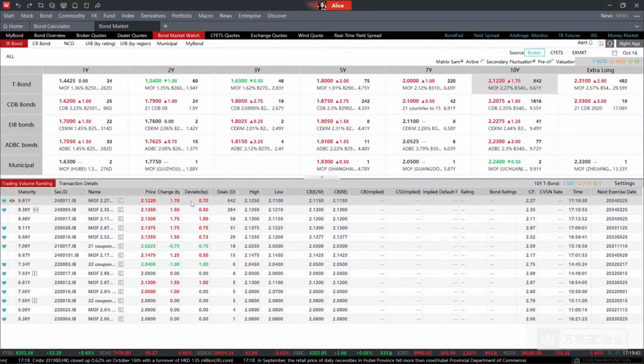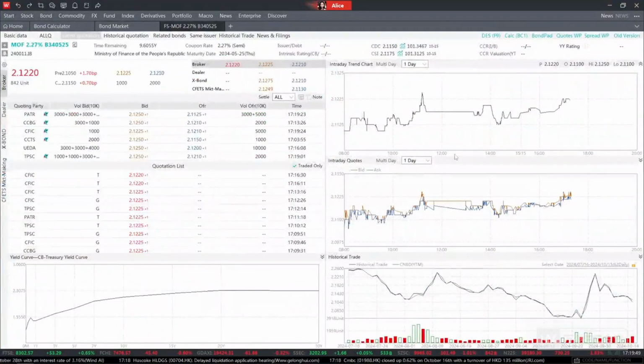How can I do it? It's pretty simple. I can just double click over here. Then we can see we will jump into the latest quotation page of this bond. Again, we can see this bond has been quoted by 6 major brokers, and the latest quotation list and the yield curve can just be found over here. It provides you the latest data.